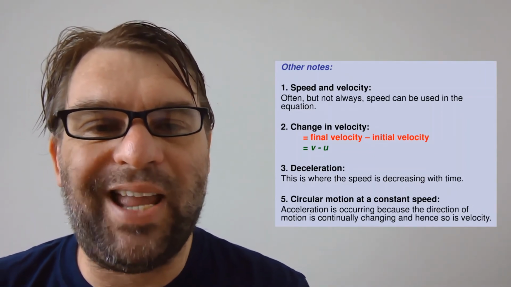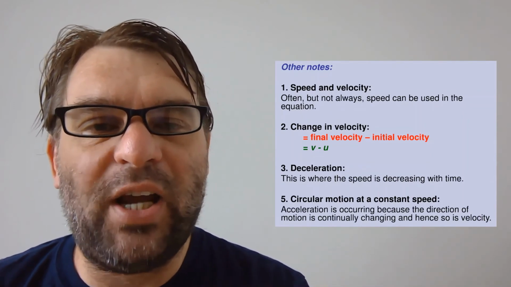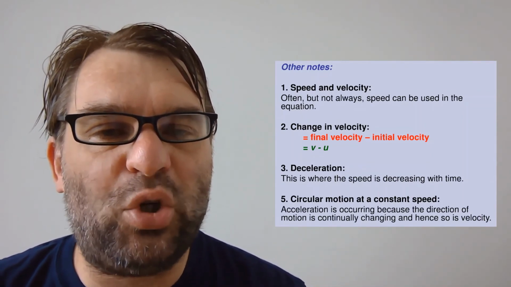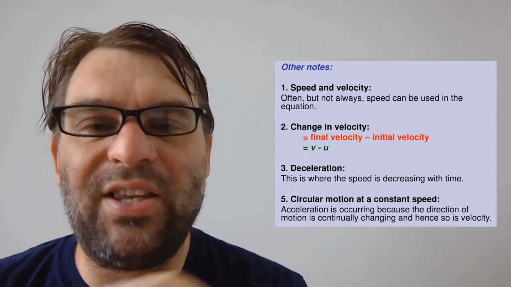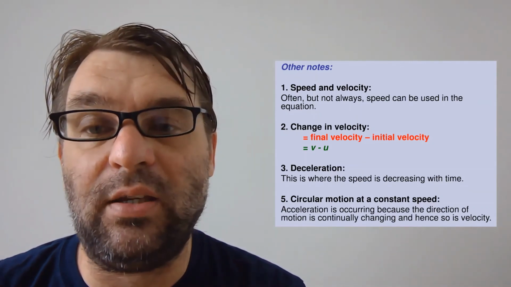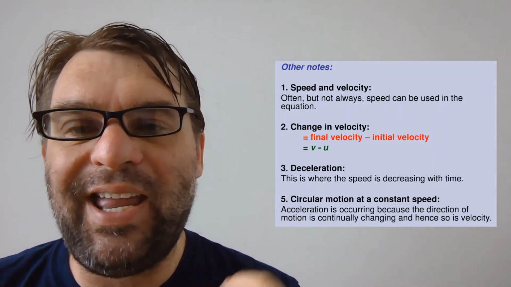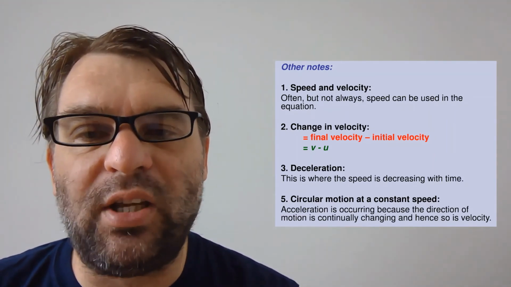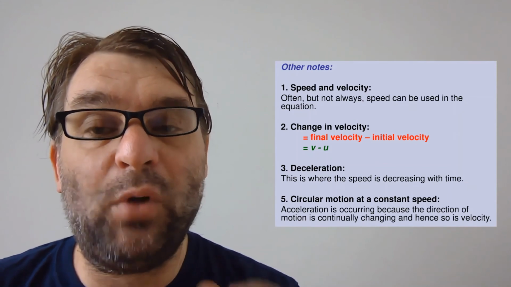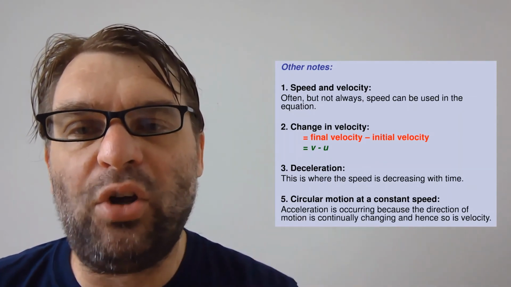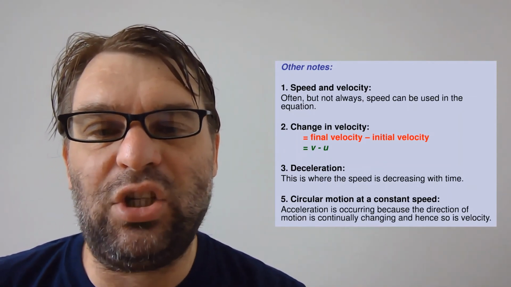And in circular motion at a constant speed, the acceleration is occurring because the direction of motion is continually changing, and hence so is its velocity. So looking at the loop-the-loop of the plane in a circle, even though its speed is constant, its velocity is changing, or there is acceleration, because the direction of the plane is changing.